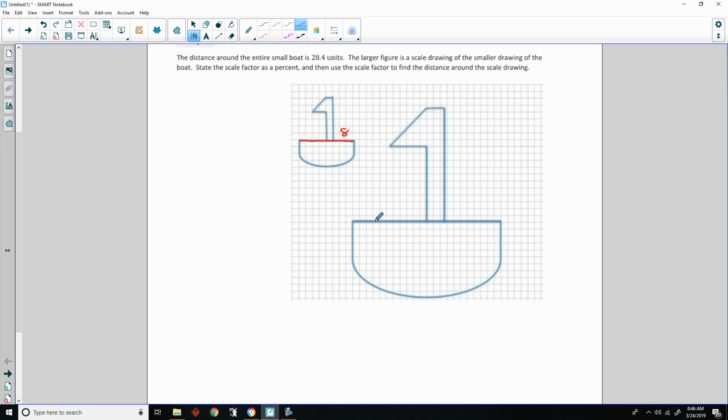So if I count on the bigger boat, it's 1, 2, 3, 4, 5, 6, 7, 8, 9, 10, 11, 12, 13, 14, 15, 16, 17, 18, 19, 20, 21, 22. 22.